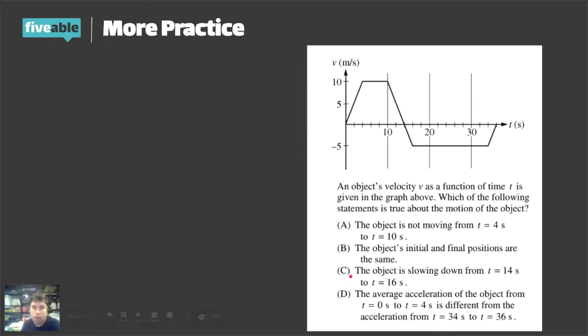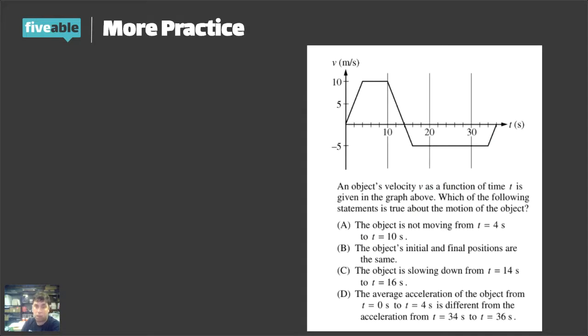Okay. Part C, the object is slowing down from 14 to 16 seconds. So this chunk right in here from 14 to 16 seconds, the object is slowing down. In this case, we're not. We were at 0 meters per second right at 14. We had stopped. There is no motion going on right here. And then 2 seconds later, we are moving. We're moving backwards, but we're still moving. We're no longer slowing down. We're actually speeding up in the negative x direction.